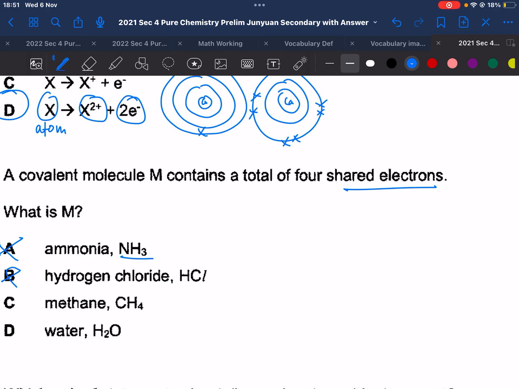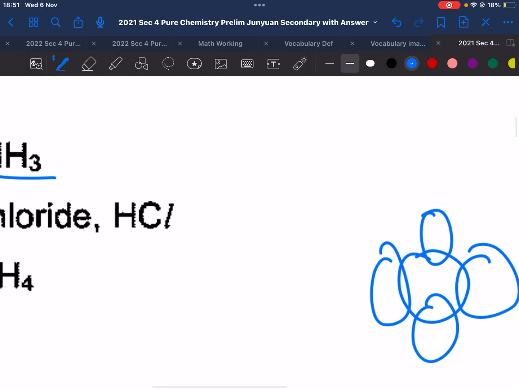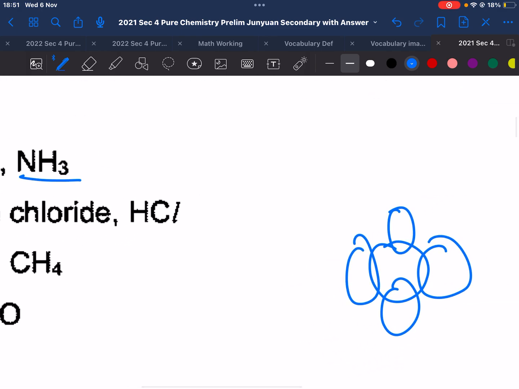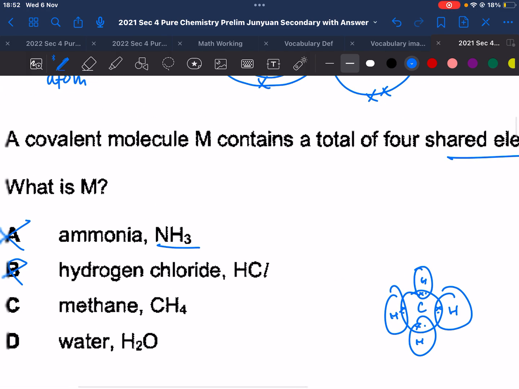Right, let's draw the thing. Methane will look like this. Then it will be something like that. And this hydrogen, okay. So then water will be oxygen in the middle.